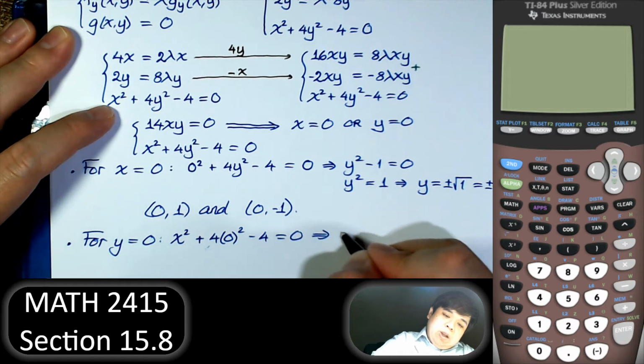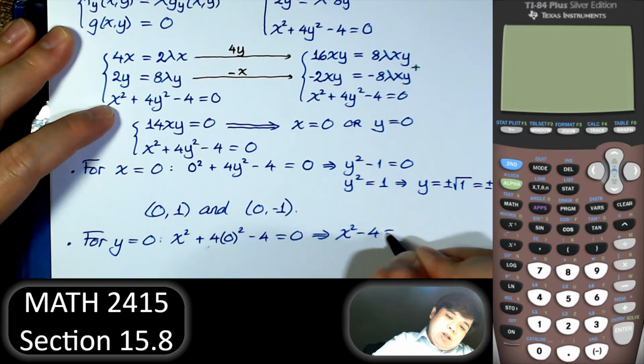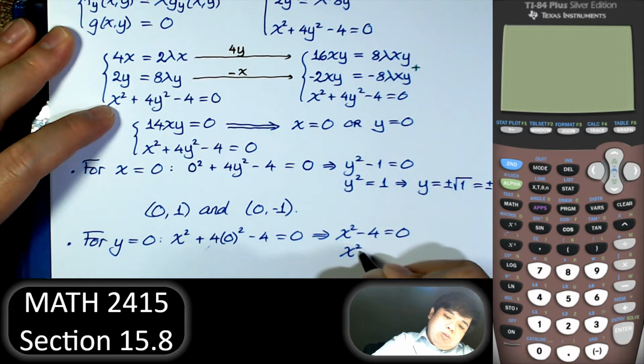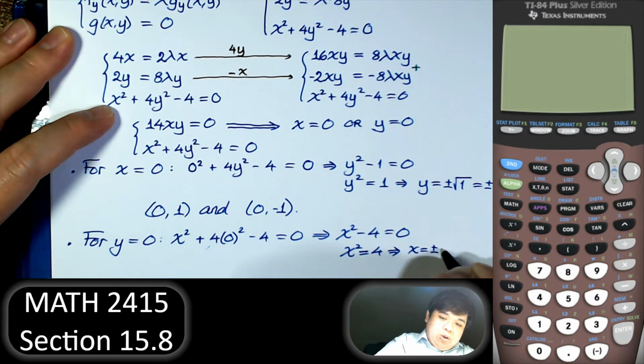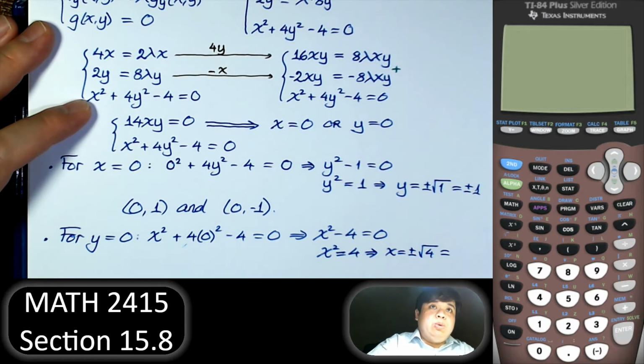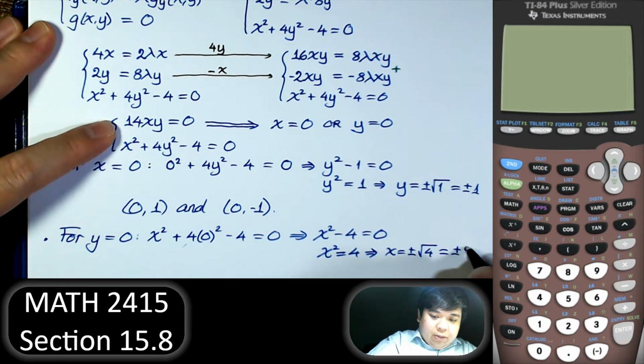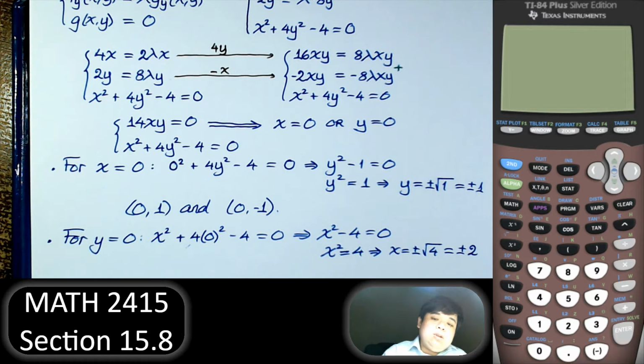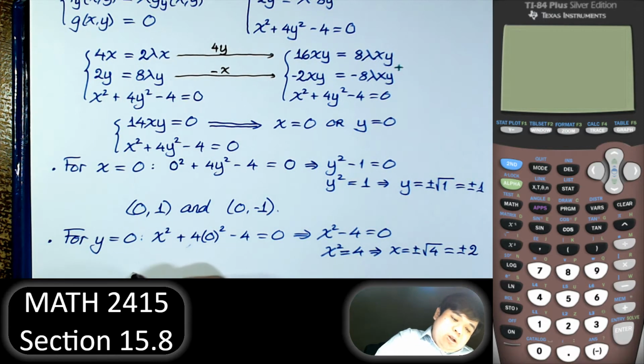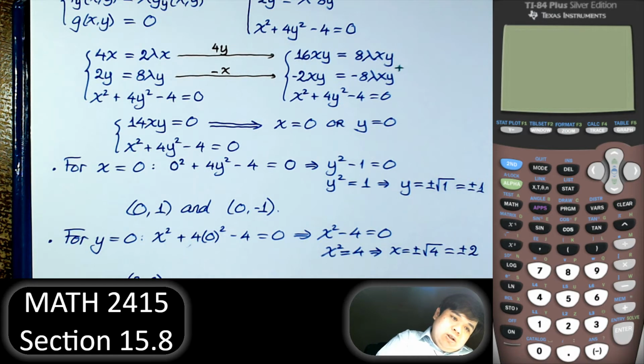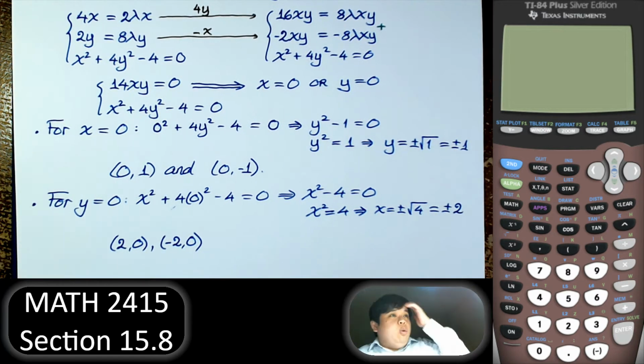So that's 0. x squared minus 4 equal to 0. So x squared equal to 4. So x equal to plus or minus square root of 4, which is plus or minus 2. So we will have the point x equal to 2, y equal to 0, x equal to -2, y equal to 0. So those are the points.